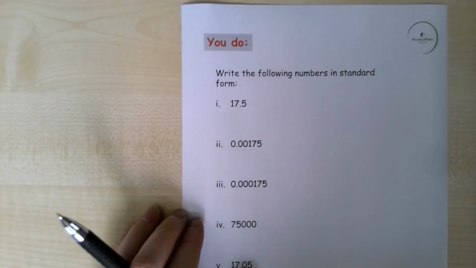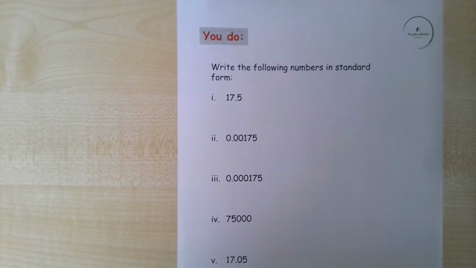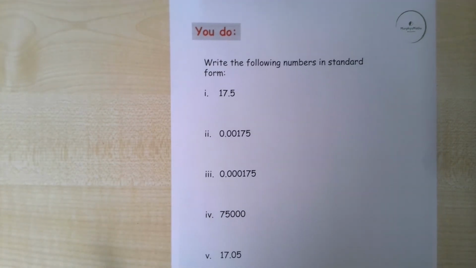Hopefully you did try those for yourself and you had some success. On these next few questions, do pause the video, see how you do with them. Again, remembering that my first number needs to be between 1 and 10. It is always multiplied by 10. You just need to figure out what is that power going to be. It's going to be a positive power if I've got a very large number. It's going to be a negative power if it's a number less than 1. So pause the video now.